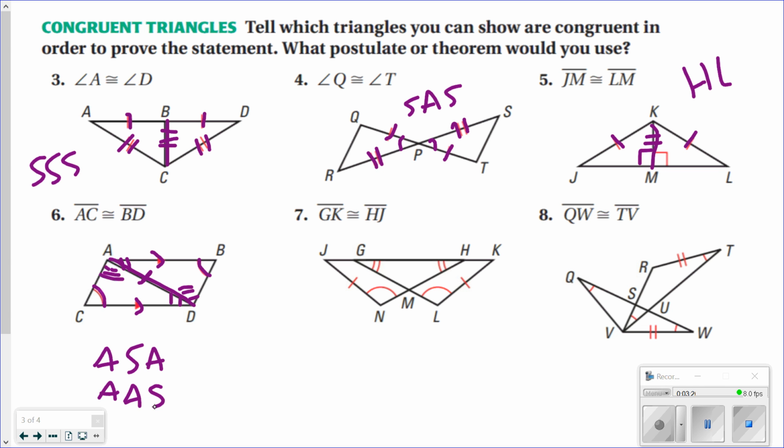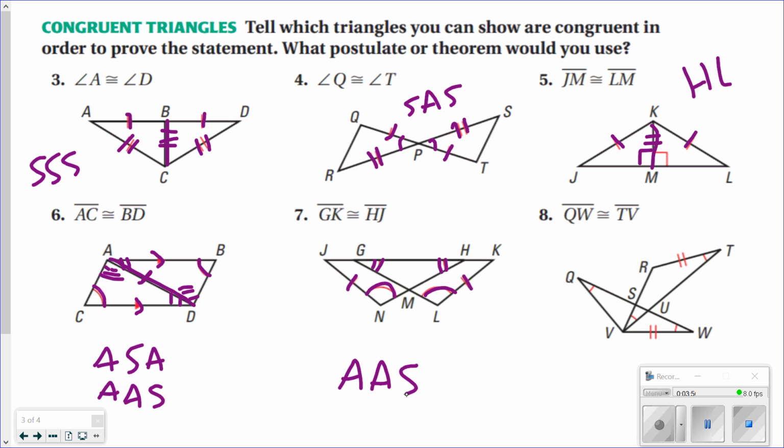Number 7, I have two triangles here. I am going to state what I know. Well, I know this side is congruent to this side. I know that this angle is congruent to this angle. And I know that these two angles are also congruent. So I have enough information here. Which postulate tells us that these two triangles are congruent? It would be angle, angle, side.